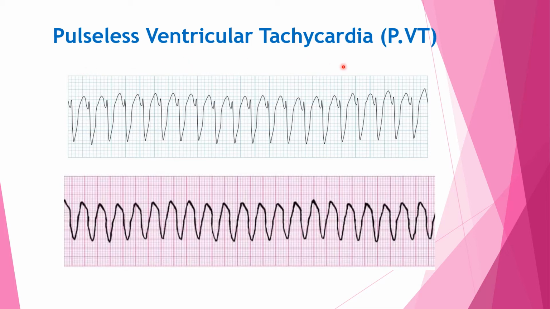Pulseless ventricular tachycardia. But if there is a pulse, the patient does not need CPR because there is a pulse. So how will we treat the patient with a pulse? We'll go to the tachycardia algorithm. If there is no pulse, we'll go to the cardiac arrest algorithm. Is it clear? Very important point. With pulse, tachycardia algorithm. No pulse, cardiac arrest algorithm.